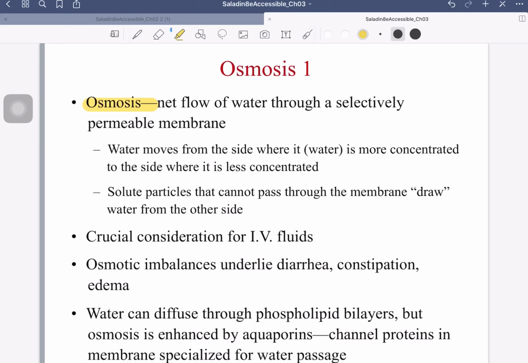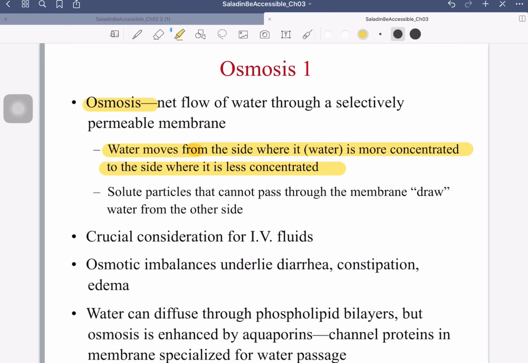Well, basically, we're saying water moves, so it's about water movement, from the side where it is more concentrated to the side where it is less concentrated. Okay? We're really talking about solutions here. Now, why are we talking about the movement of water? Because this is a case where the solutes in the water cannot pass through a membrane.